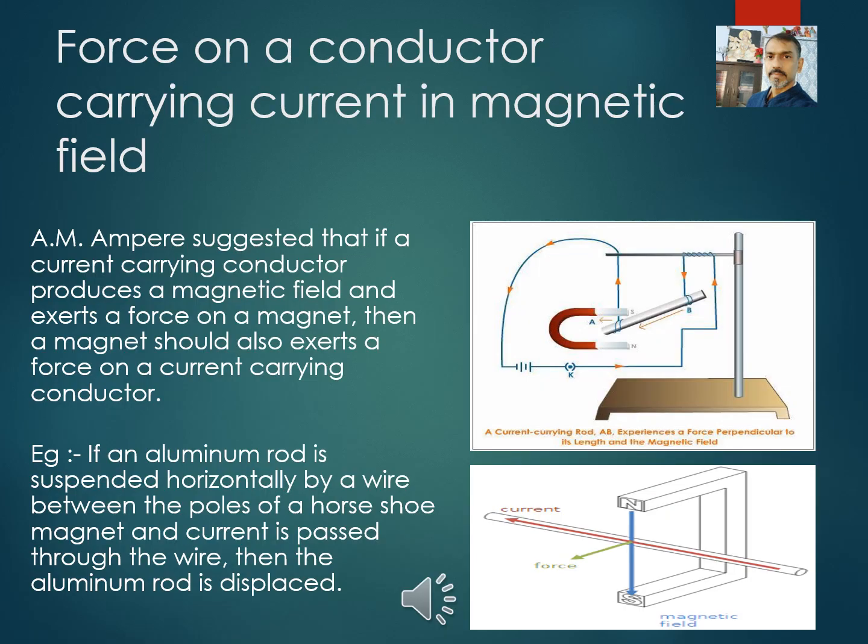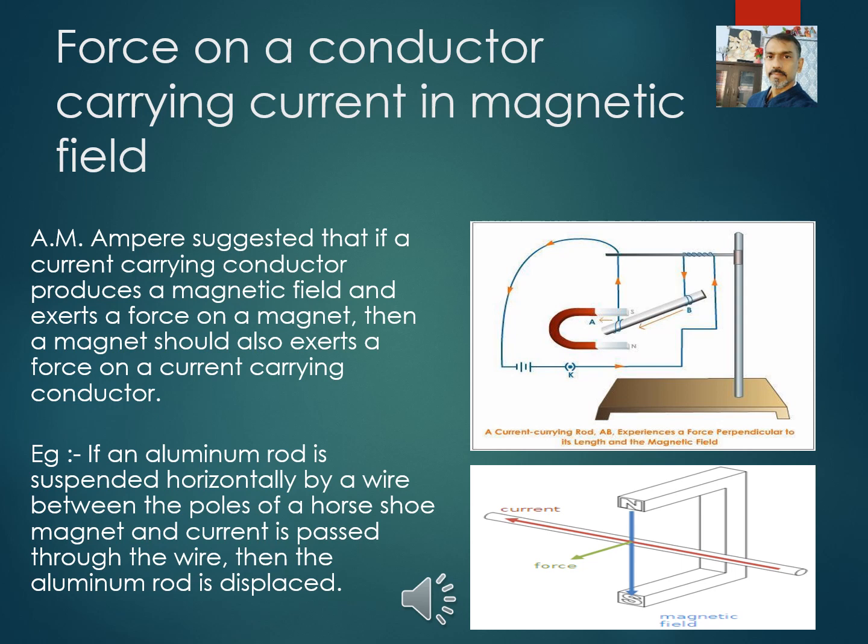We have learned that an electric current flowing through a conductor produces a magnetic field. The field so produced exerts a force on a magnet placed in the vicinity of the conductor. French scientist André-Marie Ampère suggested that the magnet must also exert an equal and opposite force on the current-carrying conductor. This force can be demonstrated with the help of an activity.